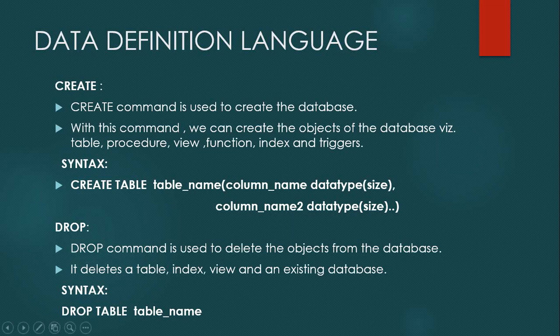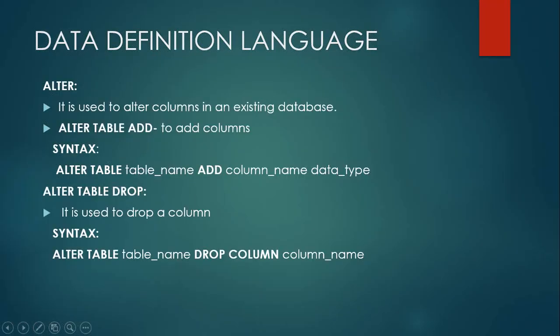It's not necessary to delete only a table. It can be to delete a table, procedure, view, function, index, and triggers. These are called database objects. With the help of the DROP command, you can delete those objects from the database, but note that it should be an existing database. This syntax is pretty simple: DROP TABLE, these are the keywords, followed by the table name which you want to delete.